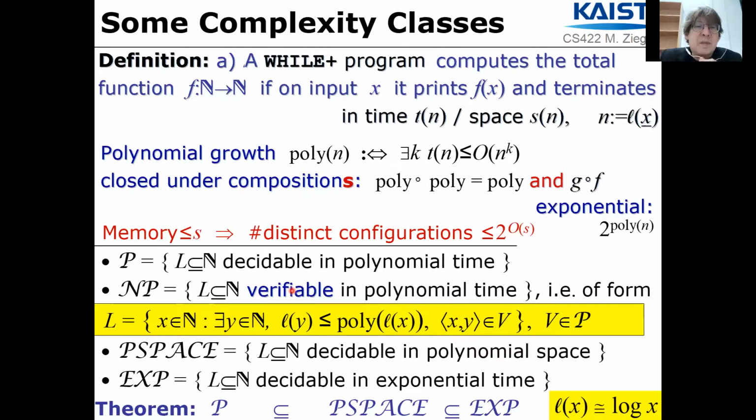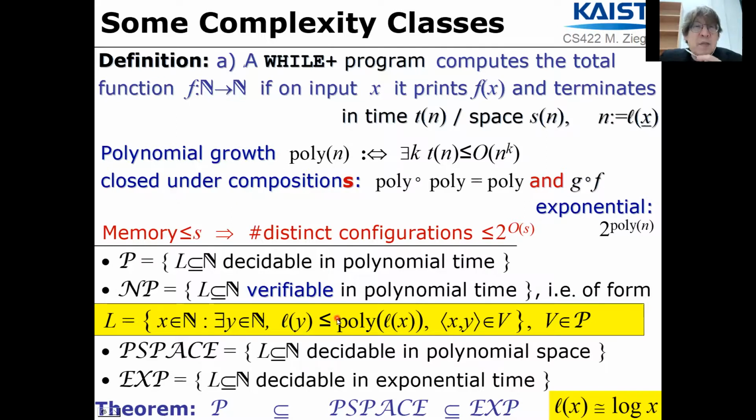So this is a very large class. And indeed, the question whether it's the same or different from P, that is the P versus NP millennium problem, which can earn you $1 million. Okay, so let me emphasize that again. This is a syntactic definition. It means a decision problem L is, or can be, formulated, rephrased equivalently, in such a form.